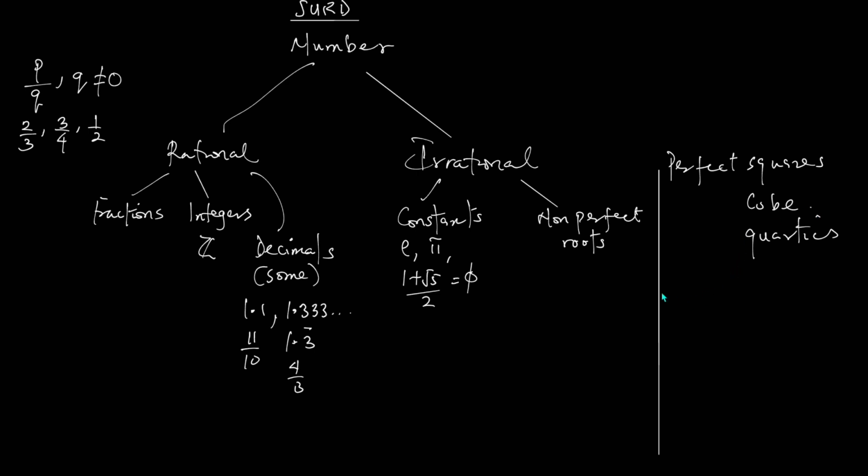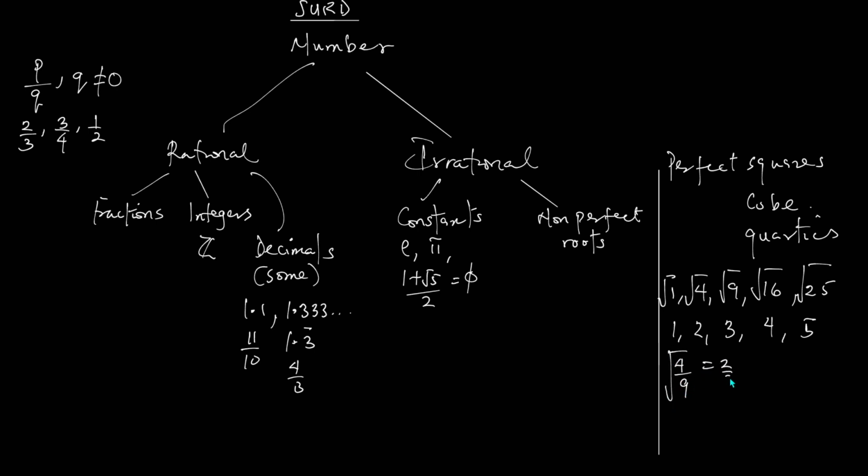Now, examples of perfect squares include 1, 4, 9, 16, 25, etc. So when you take the square root of each of these numbers, you're going to have exact values: 1, 2 for 4, 3 for 9, square root of 16 is 4, square root of 25 is 5. Now, it can also be in the form of a fraction. It could be 4 over 9. When you take the square root, you have 2/3. When you have the square root of 9 over 16, you have 3/4.